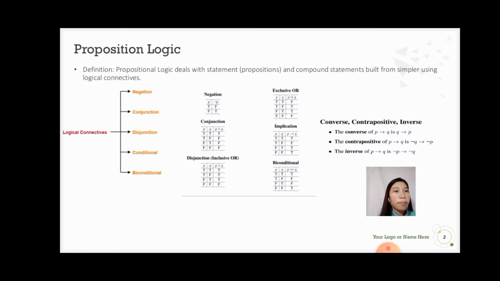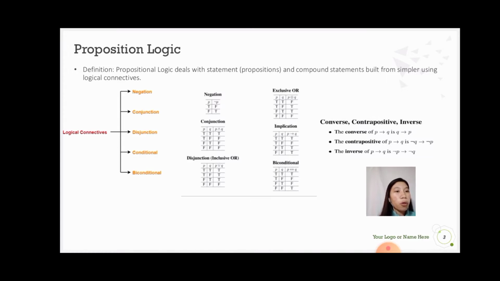And the last side of this slide is converse, contrapositive, and inverse. The converse of P arrow Q is Q arrow P. It is reversed. The first in the statement was P, and then the second, Q, comes first. So, it's just the opposite. P and Q are reversed, and then Q and P.